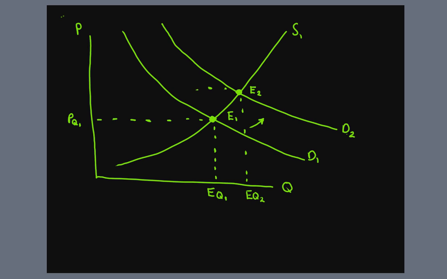This should actually be equilibrium price 1. And if I compare my two equilibriums and the quantity and prices that go with them, I see quantity has increased and price has increased.